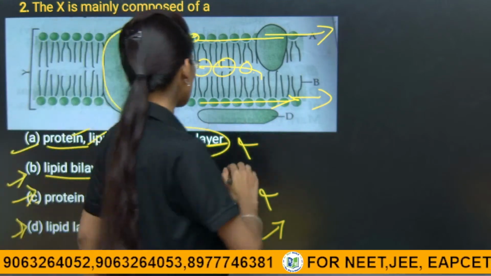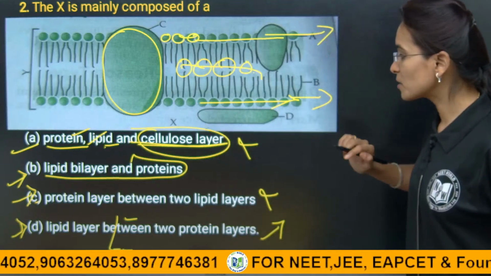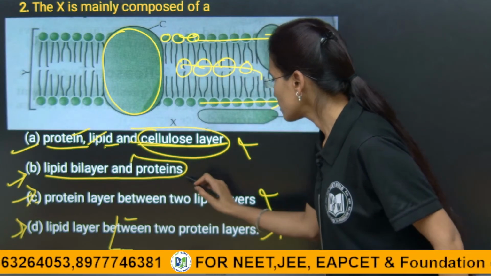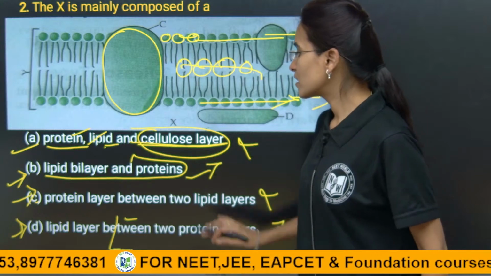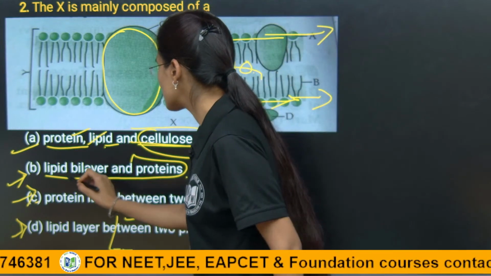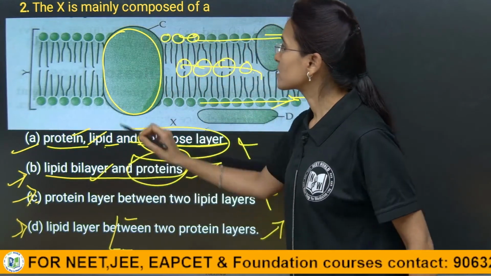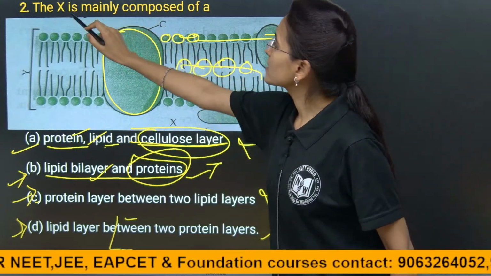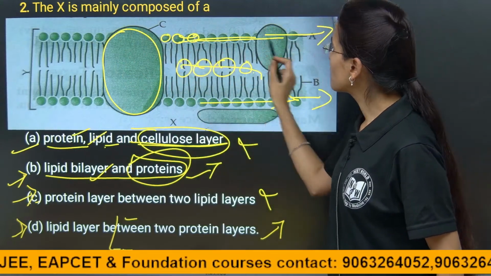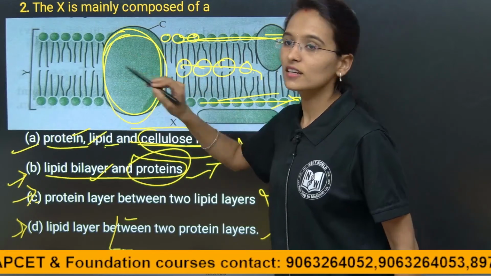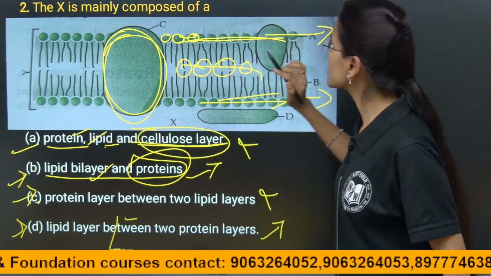So based on all these options, which will be the correct option, children? Option B is the correct option. The plasma membrane X is mainly composed of lipid bilayer and proteins. Clear with the concept? Clear with this case study question?